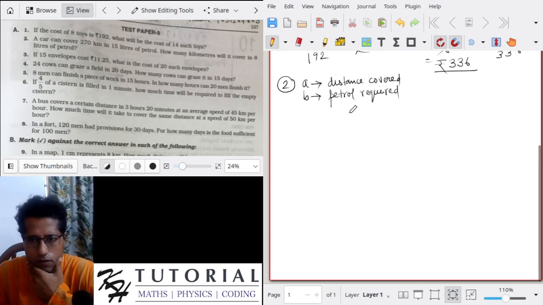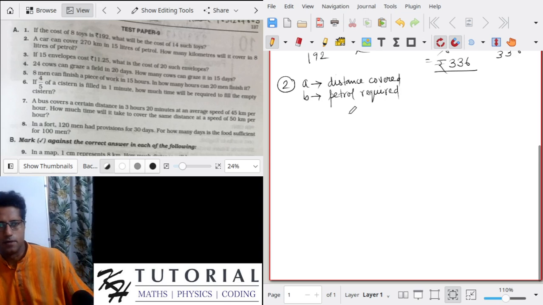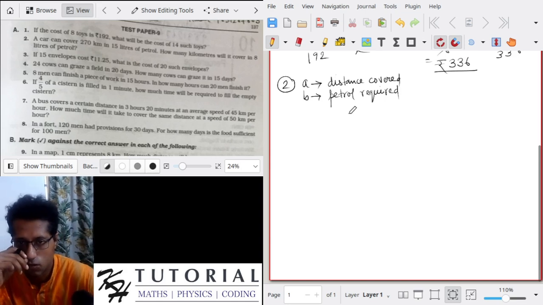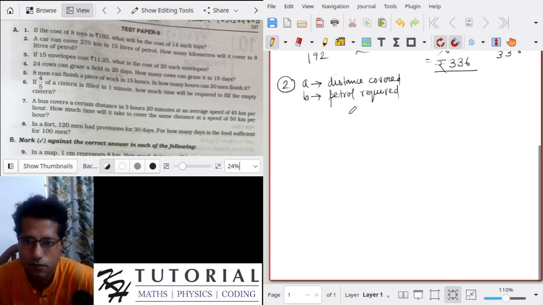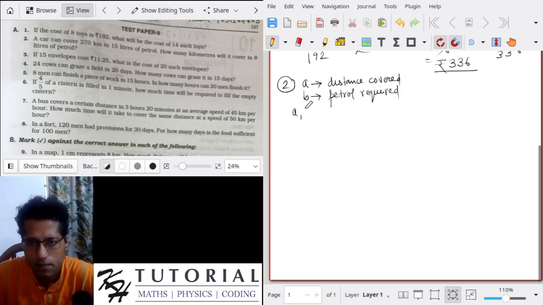So now if there is more petrol, definitely the distance covered will be more, because the car is obviously running at a uniform speed. Even though it is not mentioned, we can always assume that the car is running at uniform speed. So if there is more petrol, the car will cover more distance, and if there is less petrol, the car will cover less distance. So definitely A and B vary directly.